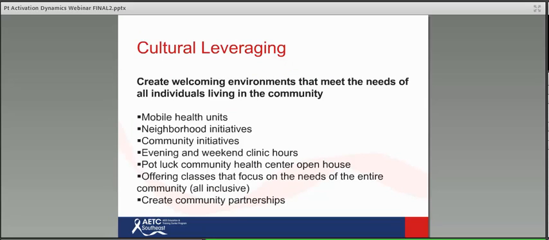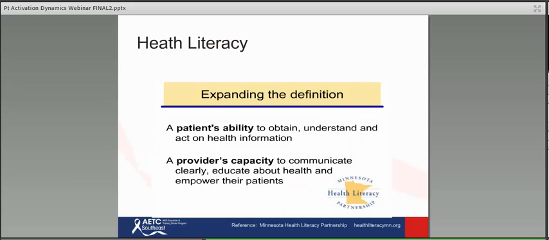Cultural leveraging is what you do in your organization to create and meet the needs of all individuals living in your community. Say someone walks in your clinic like Kay. How do we do that? Well, maybe we have access to a mobile health unit or another clinic that would be more convenient for Kay to go to, that would be a step to engagement in care. Maybe we have weekend hours that would let Kay get into clinic at a different time. And expanding that definition, what is Kay's health literacy? How do we approach that?